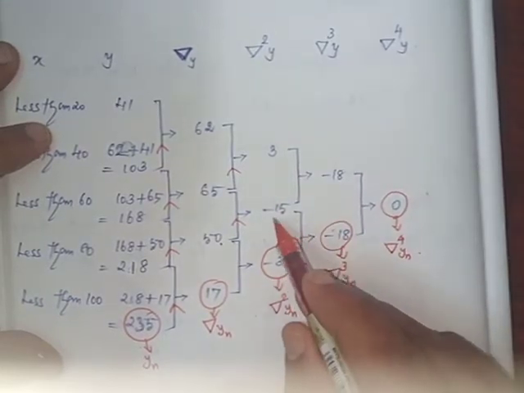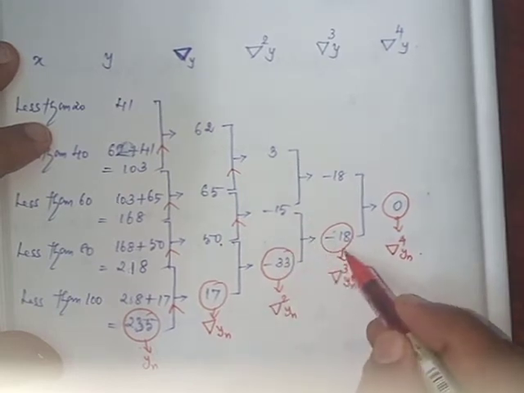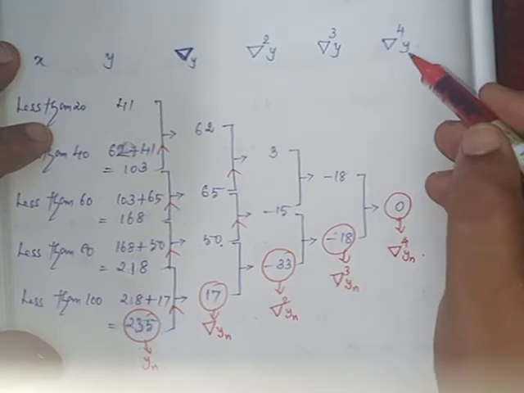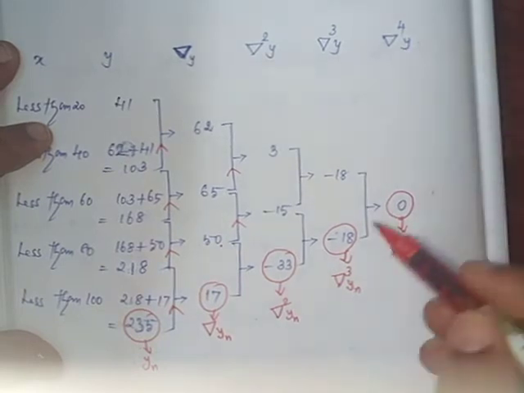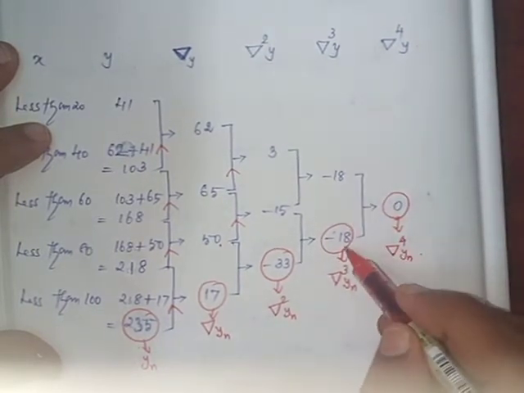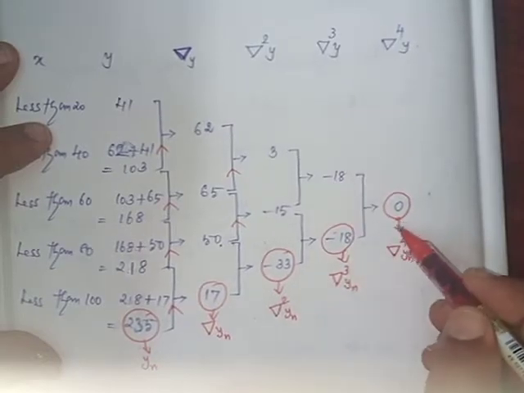Minus 33, this minus becomes plus. So minus 33 plus 15, that is equal to minus 18. So Δ³y is over. Now Δ⁴y is equal to, you have to subtract, minus 18. This minus 18 becomes plus 18. Minus 18 plus 18 is equal to 0.